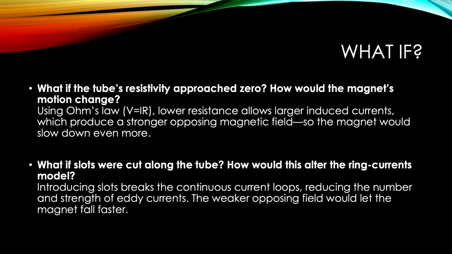And what if slots were cut along the tube? How would this alter the ring currents model? Including slots breaks the continuous current loops, reducing the strength of the eddy currents, and the weaker opposing field would let the magnet fall faster.